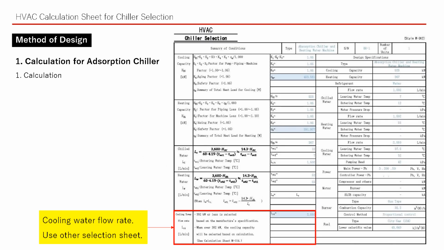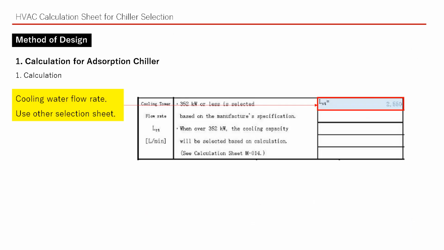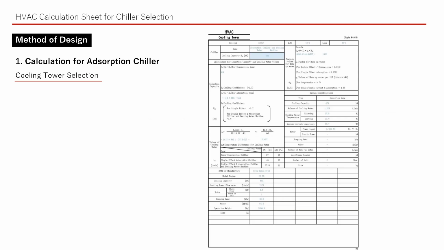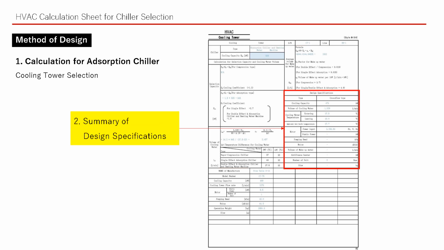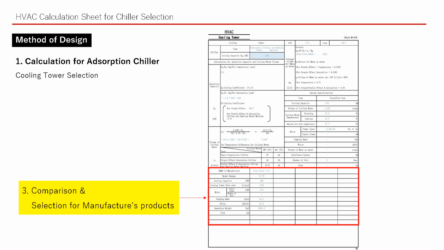Next, we select cooling tower specification and flow rate for cooling water. We need to use another calculation sheet for cooling tower selection. This is the calculation sheet for cooling tower. These contents are: 1. Calculation for cooling tower specifications. 2. Summary of design specifications. 3. Comparison and selection for manufacturer's products.